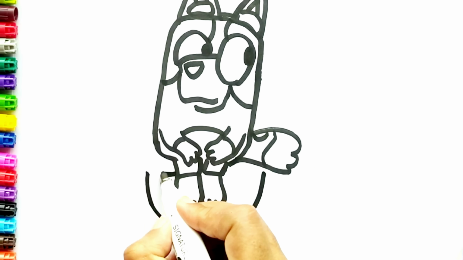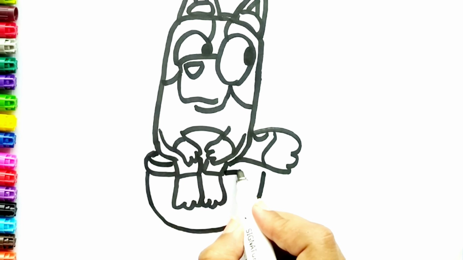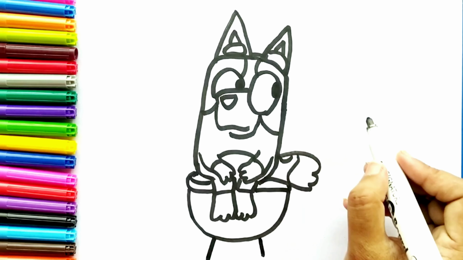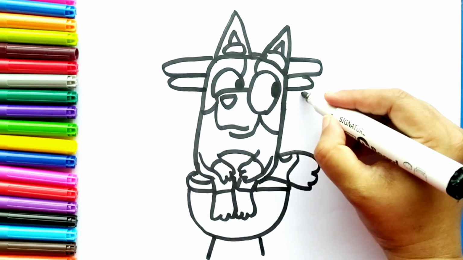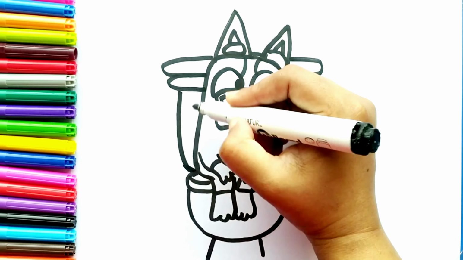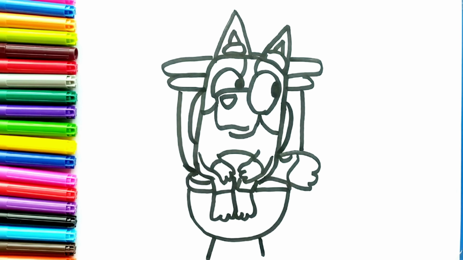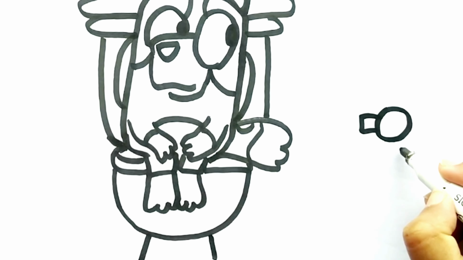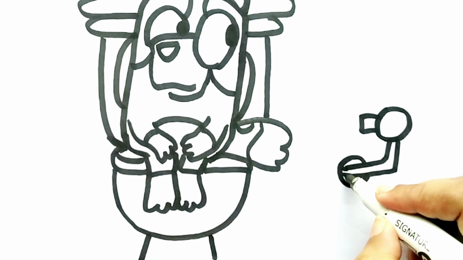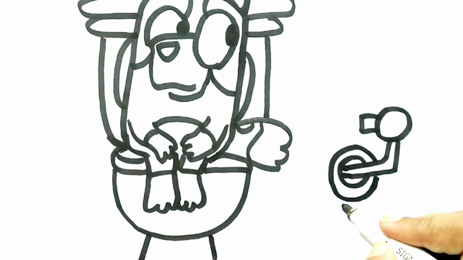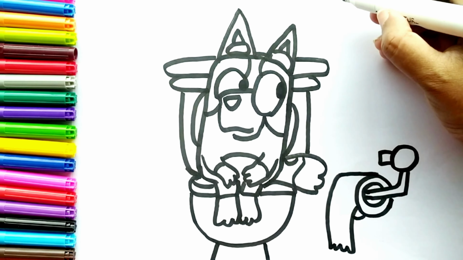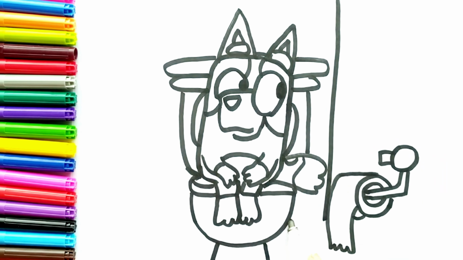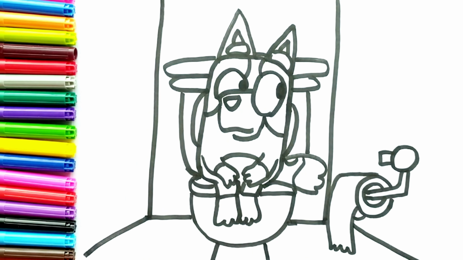Amazing! She's a little quieter than Bluey. She is sitting patiently. Now let's draw toilet paper on a hanger on the wall. Finally, I draw the bathroom very quickly. Superb!